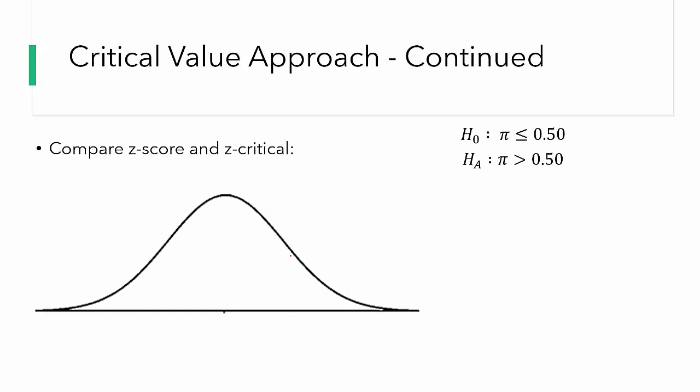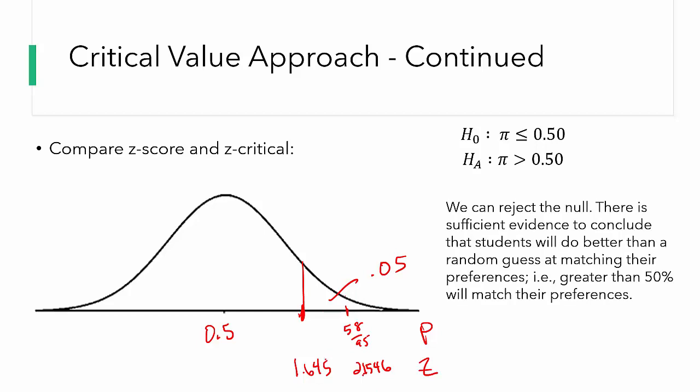Going back to our picture and being able to make a decision, we're trying to determine if our 58 out of 95 is statistically far away from 50%. Our z-critical value, which is the cutoff here, far enough away that we're willing to reject the null, we're willing to accept the chance that we might be wrong, that's 1.645. Our sample happened to be 58 out of 95, which is 2.1546 standard deviations. Our z-score is out in the tail, beyond our critical value, so we are able to reject the null hypothesis.